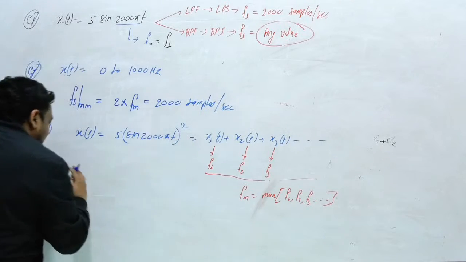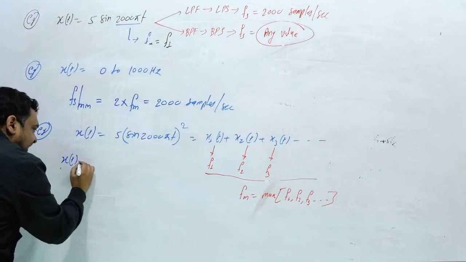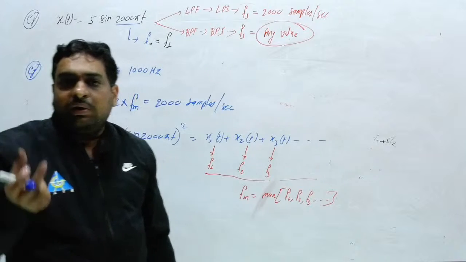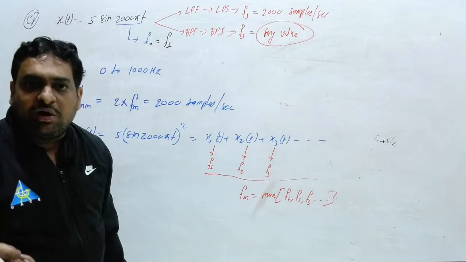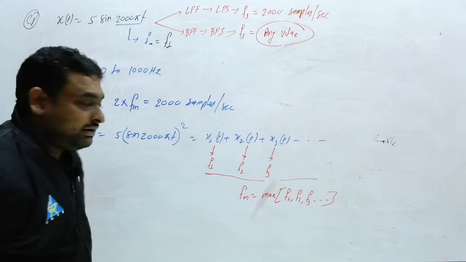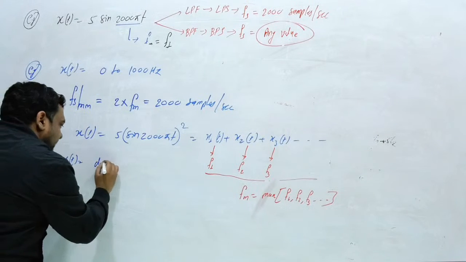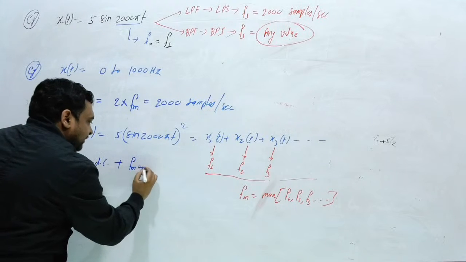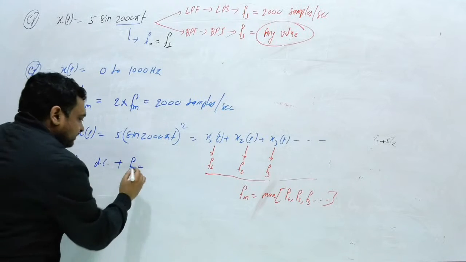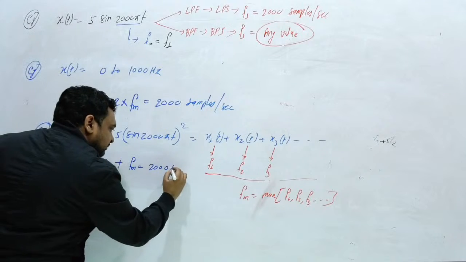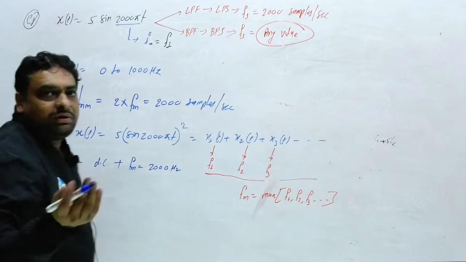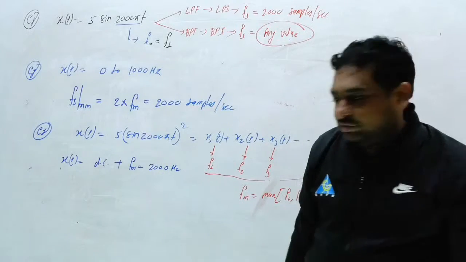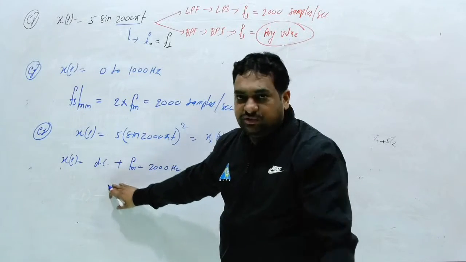So if you separate this signal x(t), what will you get here? Sin square theta. One is the DC term and one is the cos term, that will be cos 2 theta. So what will you get here? One DC term and one cos 2 theta. So here the second term frequency will be 4000, so this FM will be 2000. For the DC term you can assume any frequency; minimum you can assume that is 0. So DC frequency generally you can assume 0 Hertz.